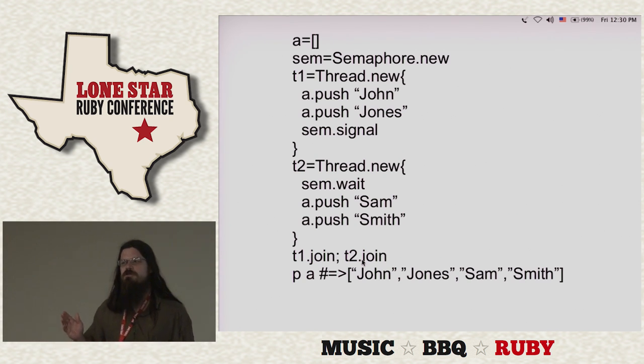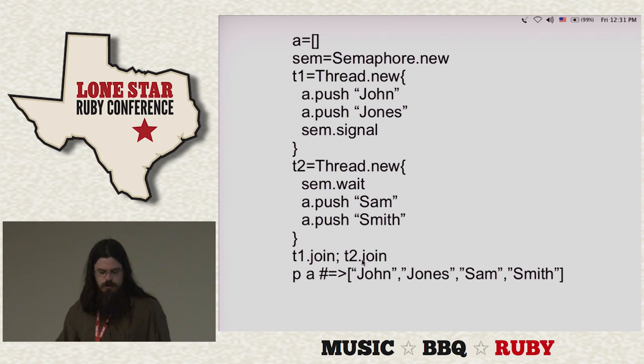There's also a variant of the semaphore called the counting semaphore, which you can signal multiple times, and it will remember that it's been signaled so many times. If you signal it four times, then four threads can come along and wait for that semaphore, and it won't block, but the fifth waiter will block.